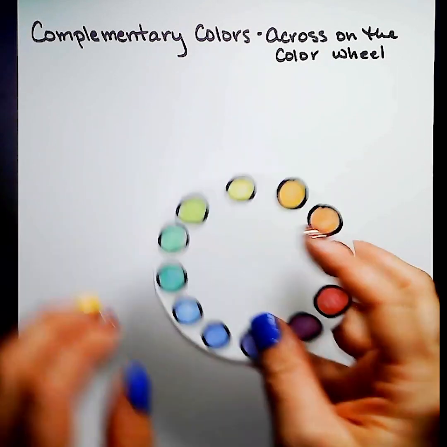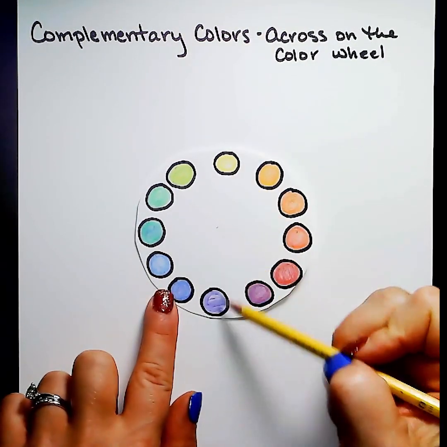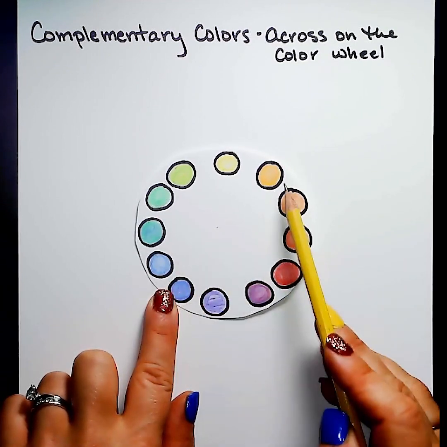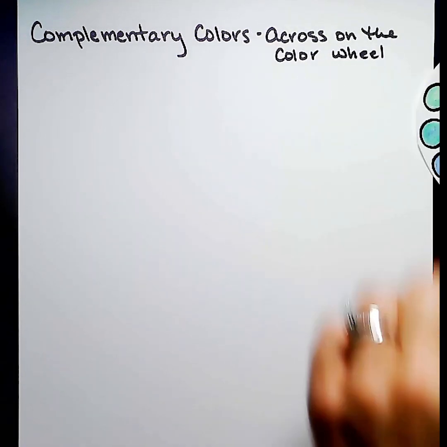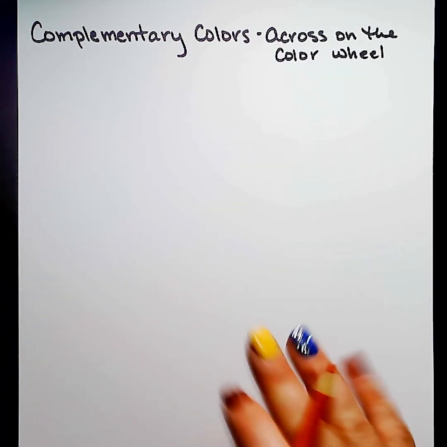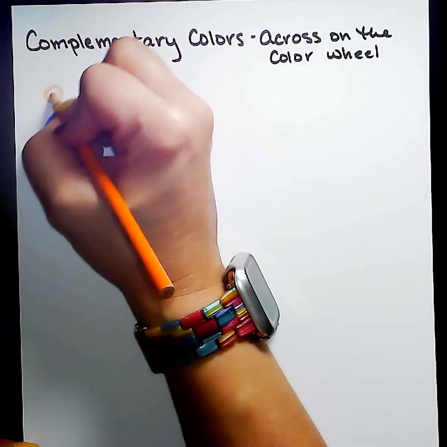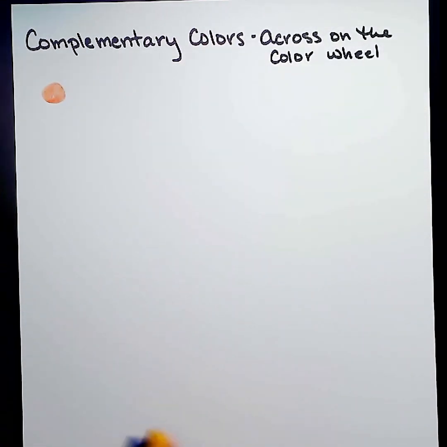Right, so complementary colors are colors that are across from each other on the color wheel. So for example, we have yellow and purple, we have green and red, blue and orange. When we use these colors and they're placed next to each other in paintings, they look brighter and more vibrant. So let's take a second and fill in our worksheet here with some of the complementary colors.